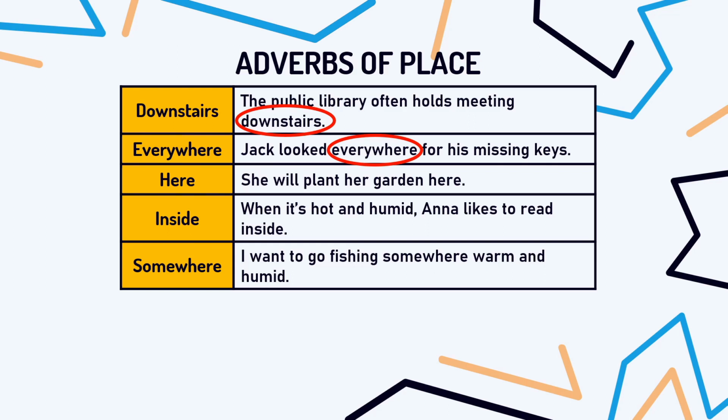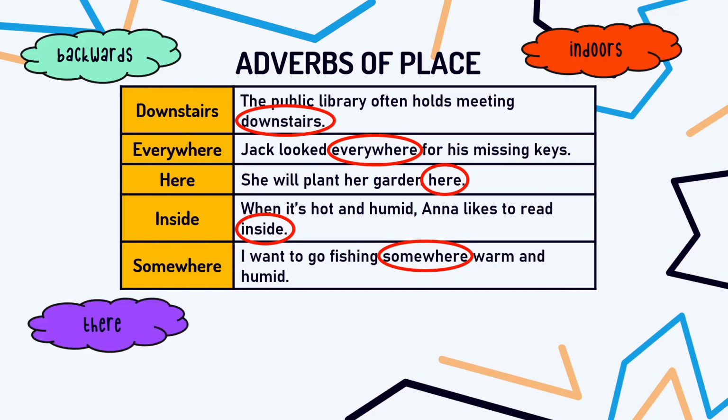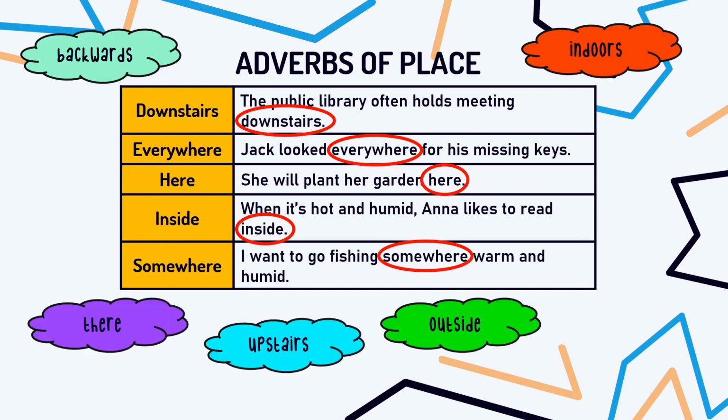And number 3, she will plant her garden here, right here. Adverbs of place. Number 4, when it's hot and humid, Anna likes to read inside. Inside. And lastly, we have, I want to go fishing somewhere warm and humid. So these words represent adverbs of place. Other adverbs of place are such as backwards, indoors, there, upstairs, outside, as well as nearby.